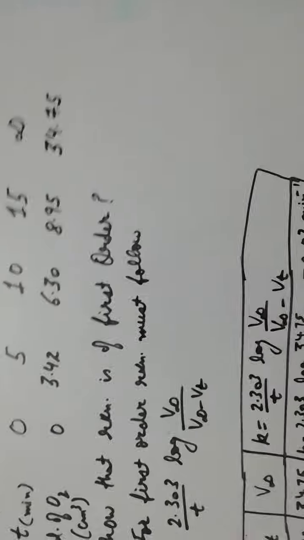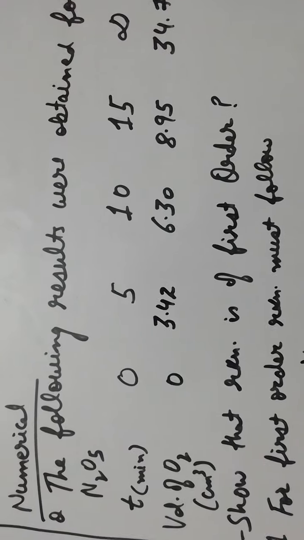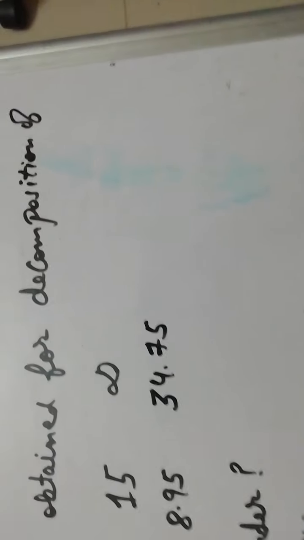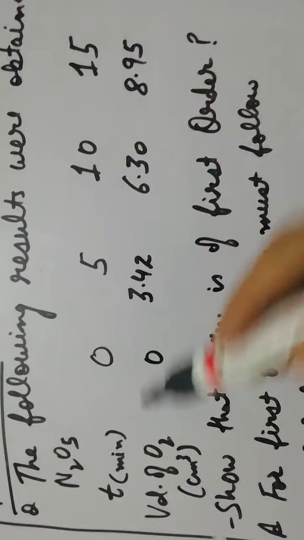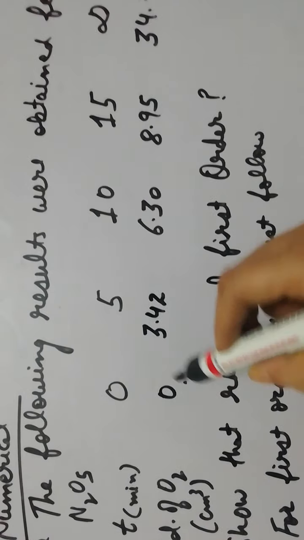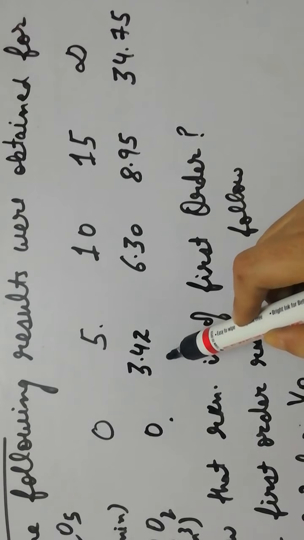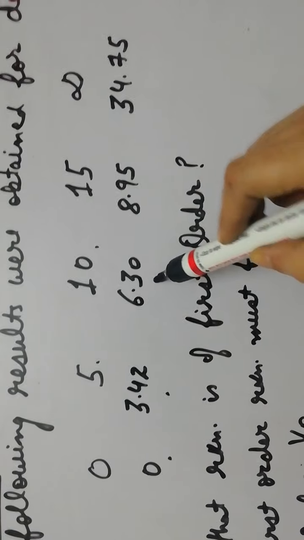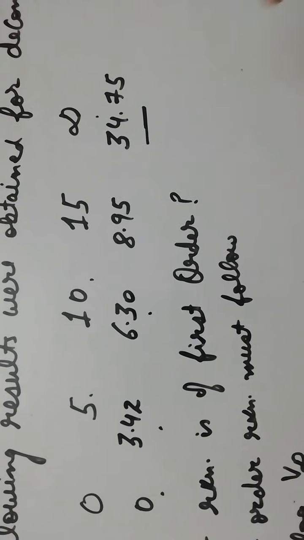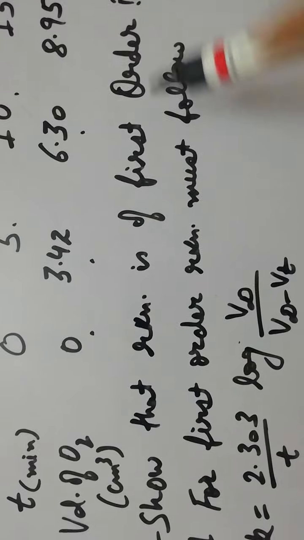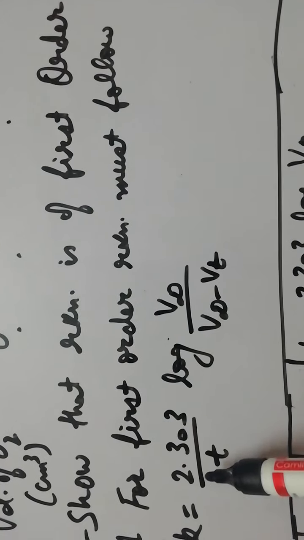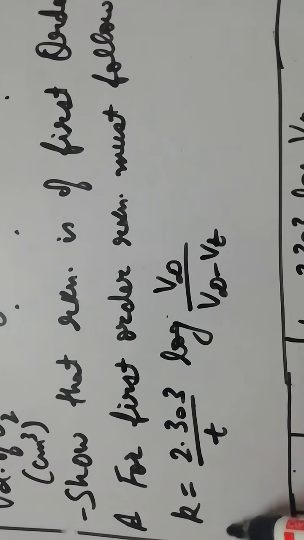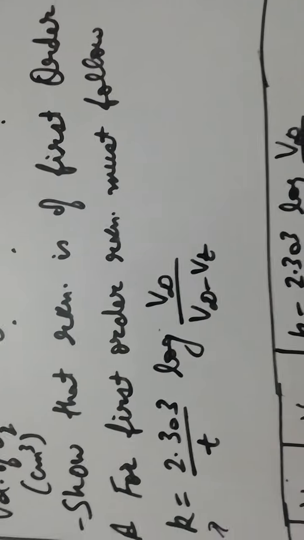Let us discuss this numerical. The following results were obtained for the decomposition of N2O5. At time t equal to 0, the volume of oxygen is 0. At 5 seconds, the volume of oxygen is 3.42. At 10 minutes, the volume is this, and at infinite times, the volume of oxygen is 34.75. Show that the reaction is of first order. For a first order reaction, the data must follow first order kinetics: K is equal to 2.303 upon T log V infinity over V infinity minus Vt.